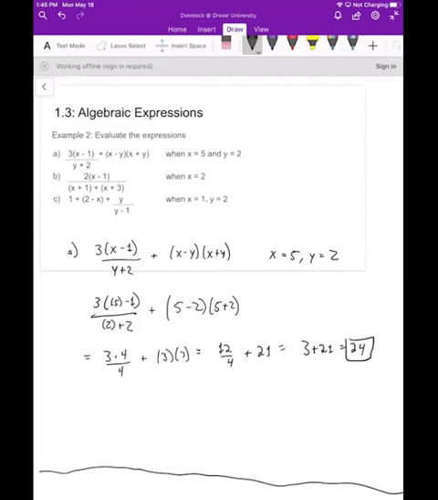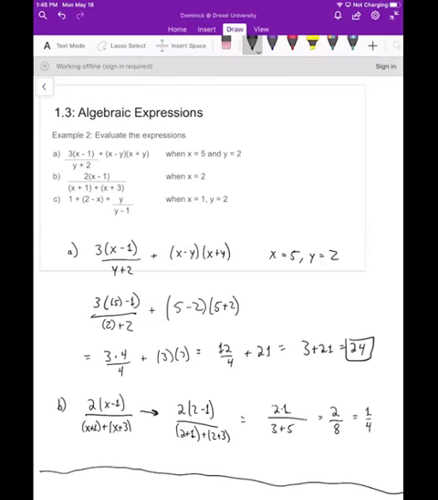Now in part B, we have 2 times (x minus 1) over (x plus 1), plus x plus 3. All right, so now we want to know what happens when x is 2. So we get 2 times (2 minus 1) over (2 plus 1), plus 2 plus 3. So if we do all of our parentheses first, we're going to get 2 times 1 over 3 plus 5. So we're going to get 2 over 8, which of course is 1 over 4.